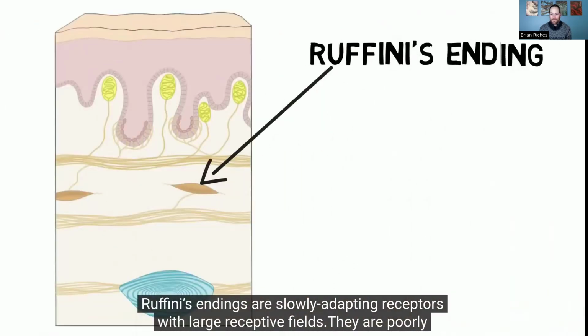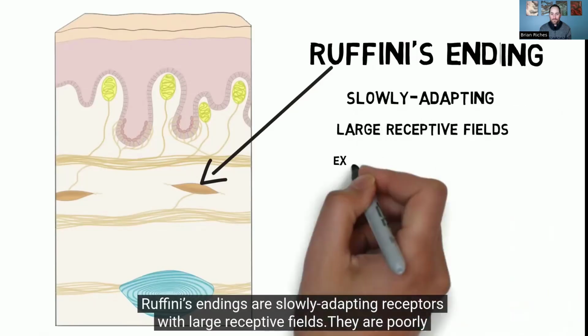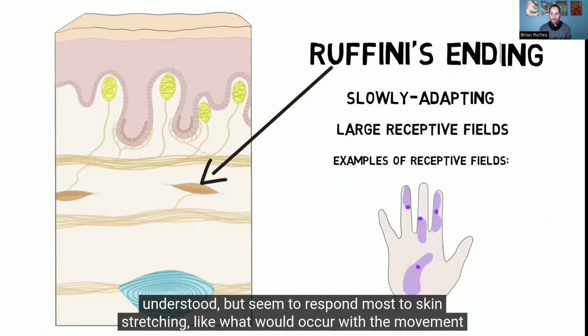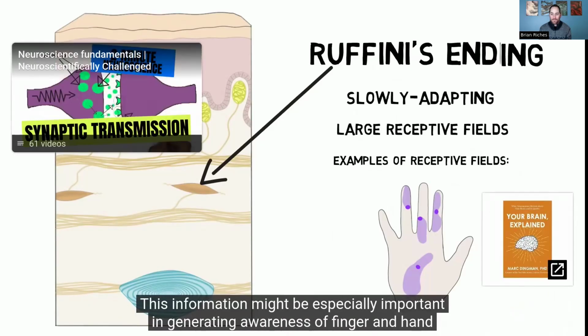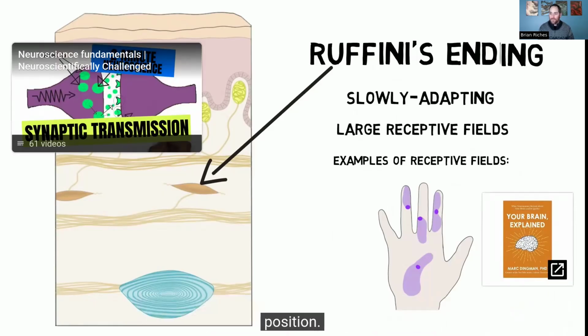Ruffini's endings are slowly adapting receptors with large receptive fields. They are poorly understood but seem to respond most to skin stretching, like what would occur with the movement of the fingers. This information might be especially important in generating awareness of finger and hand position.